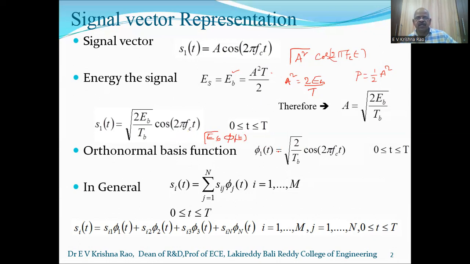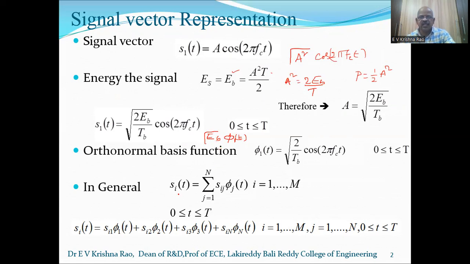Phi 1 of t is the orthonormal basis function, taken as root 2 by TB cos 2 pi fct. So this is the carrier signal at fc, the orthonormal basis function. We multiply it by the energy of the bit, binary 1 or binary 0, plus root EB or minus root EB accordingly.